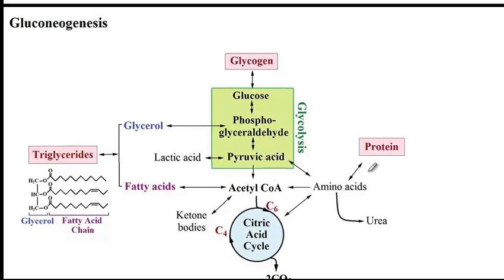We also have proteins that will break down into amino acids, and then they can contribute to either pyruvic acid, acetyl coenzyme A, or the citric acid cycle, and then again acetyl coenzyme A can be converted back to glucose. And finally, we have lactic acid here that can be converted into pyruvic acid, and now it can get converted to glucose again.